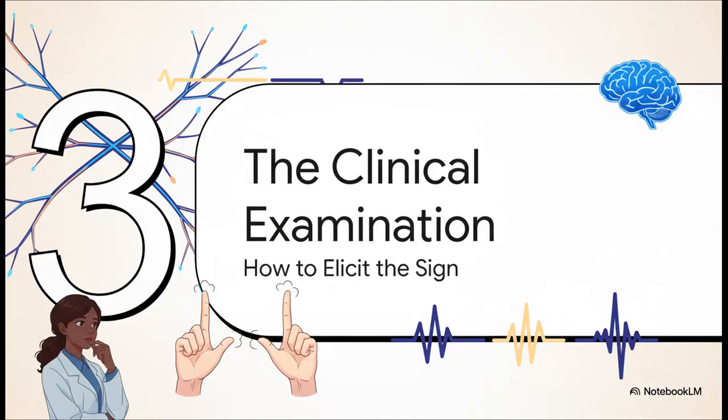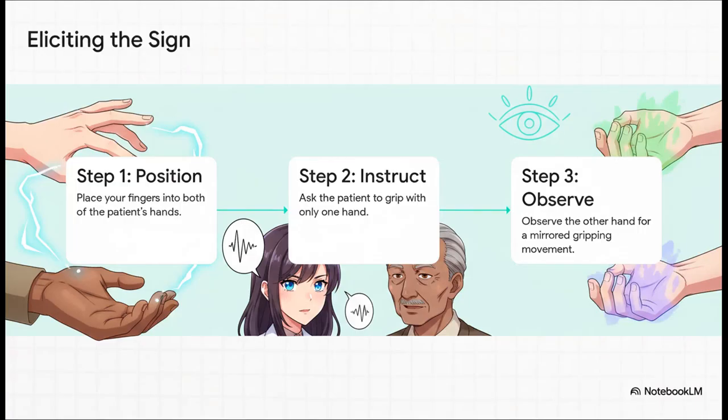So, we suspect Mr. Chen might have mirror movements. How do we actually confirm it? You know, the beautiful thing about this sign is that you can test for it with a super simple bedside maneuver. No fancy equipment, no expensive scans, just your hands and some keen observation. The technique is elegant in its simplicity.